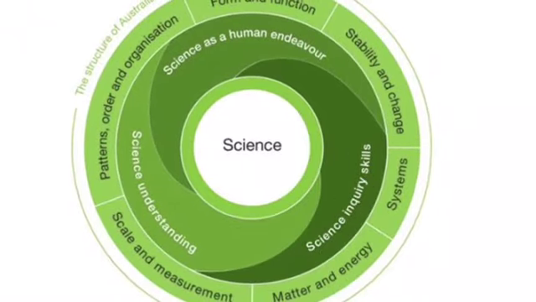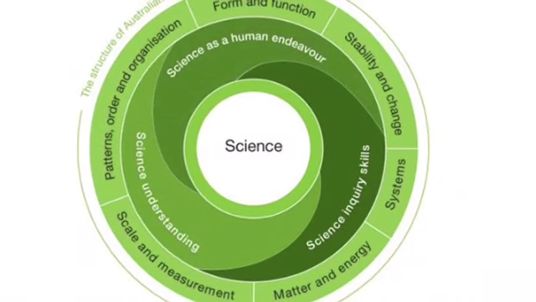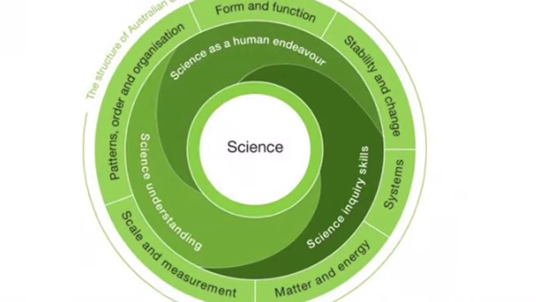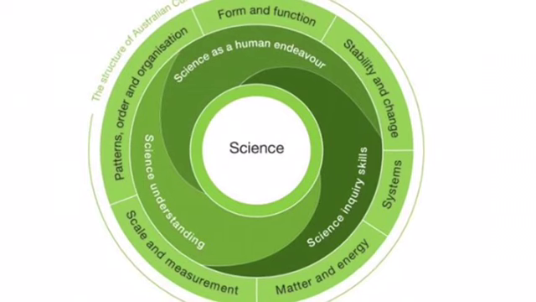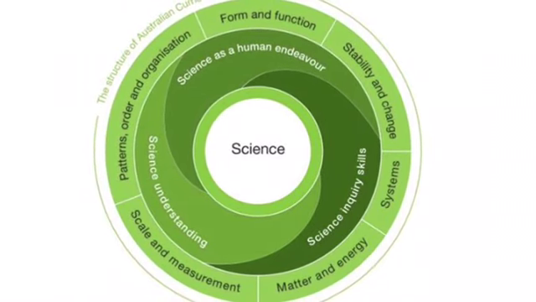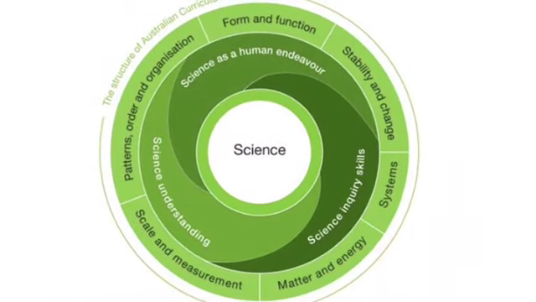What does the outer ring represent? These 6 statements are sometimes called the big ideas of science. These big ideas are common to all science disciplines.